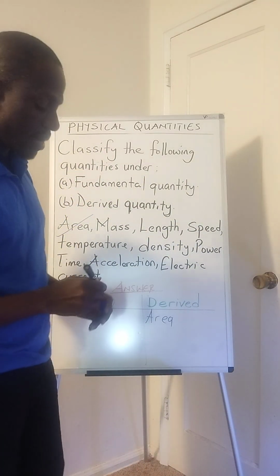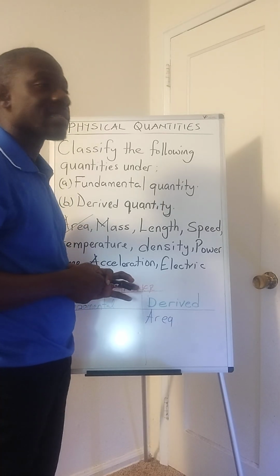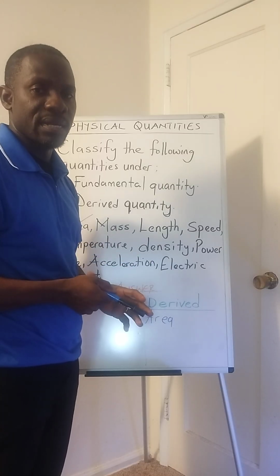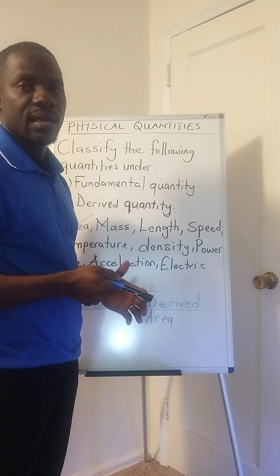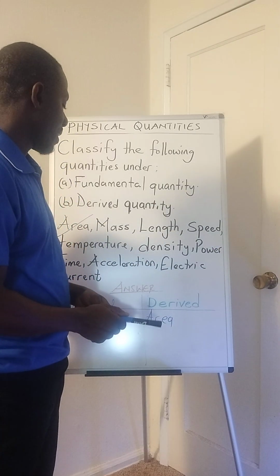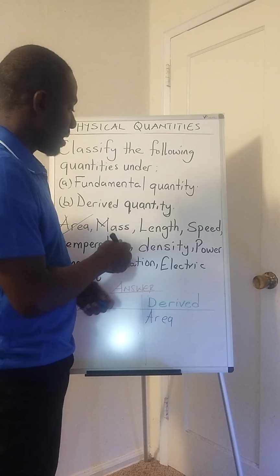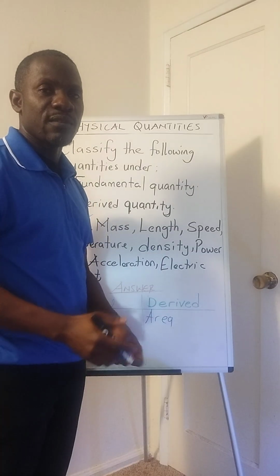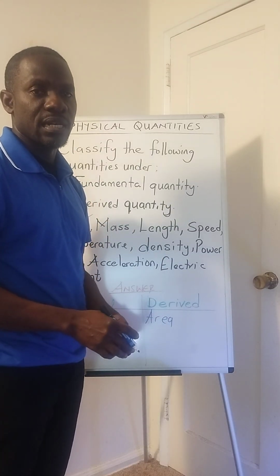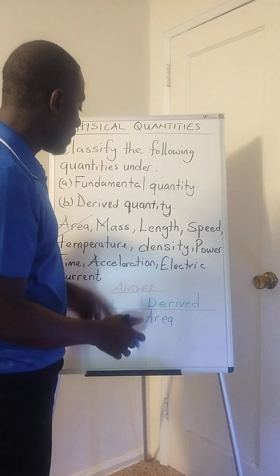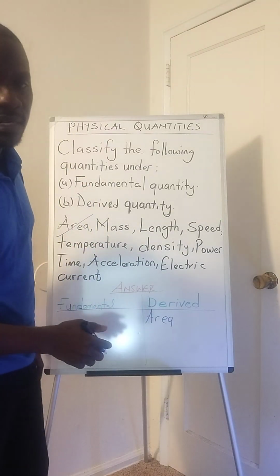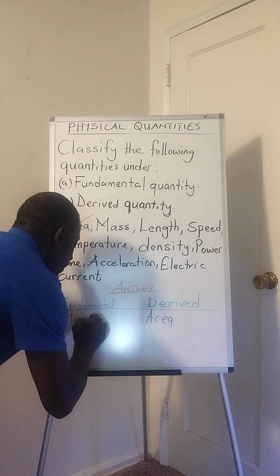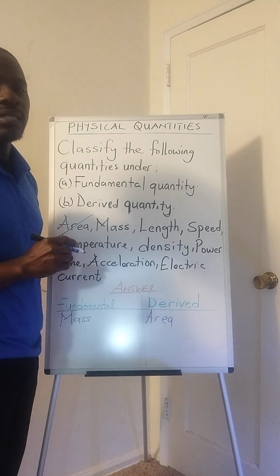Now the next one is mass. Now, mass is the measure of substance contained in a body. Okay? The measure of substance contained in a body. And so mass, it's still mass. We don't have any mathematical definition or interpretation for it. And therefore, it makes mass a fundamental quantity. I hope you get it. And so there we go. Mass is a fundamental quantity.